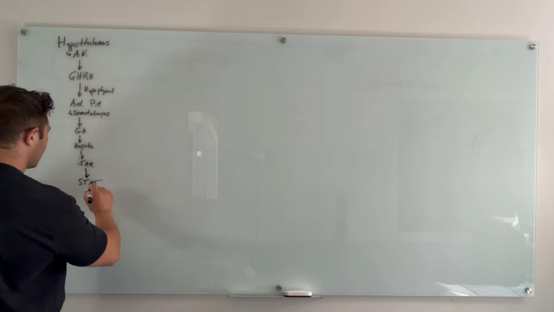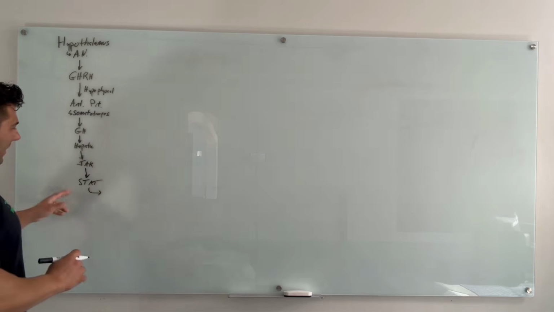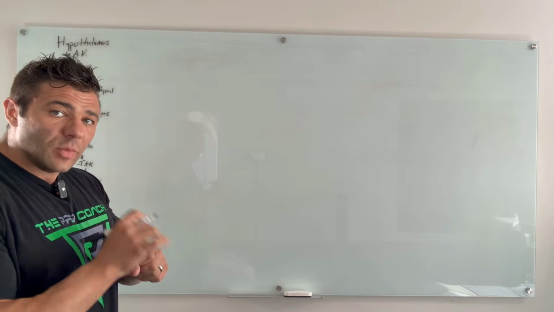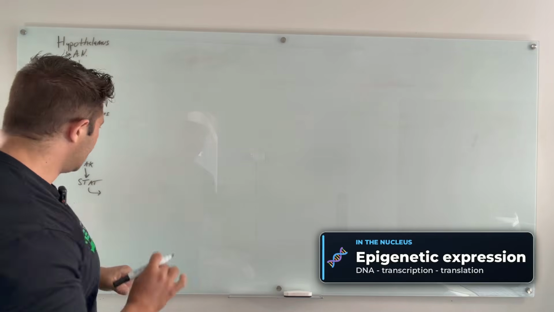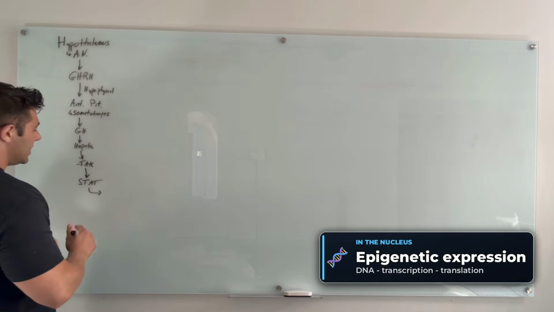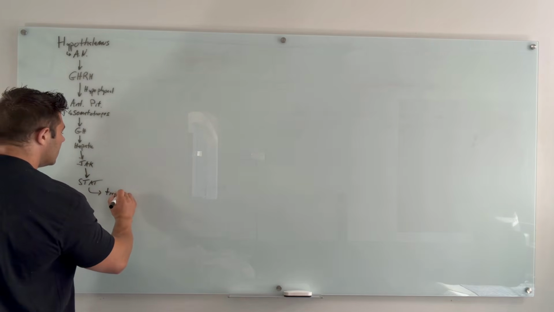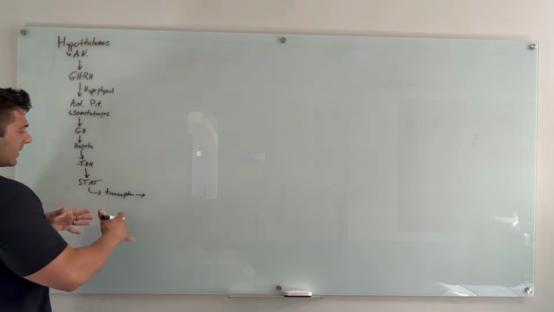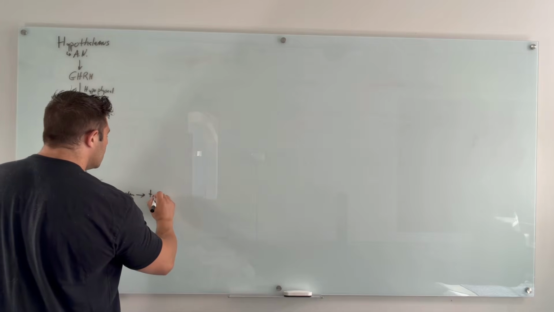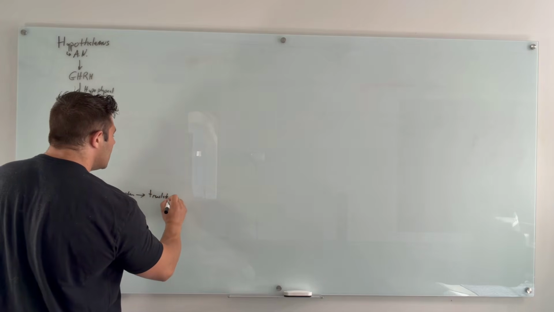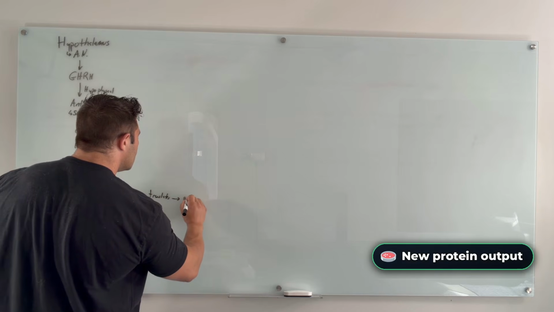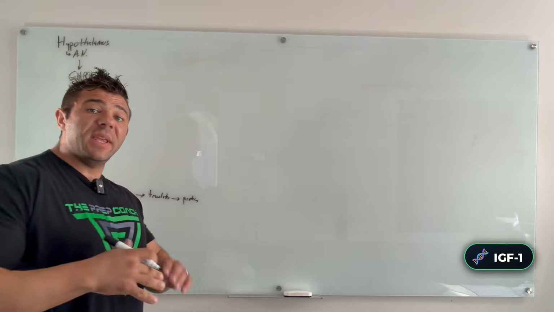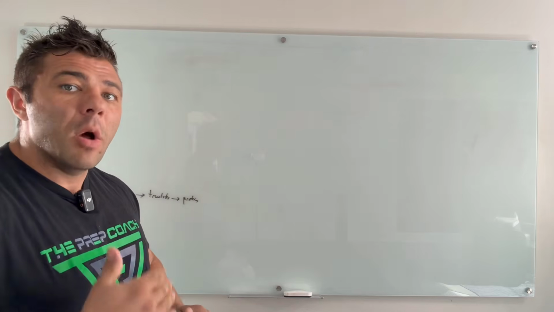I'll put it over here, just so we don't run out of room down here. But then STAT starts going through the whole process, actually interacting in the actual genes. So looking at epigenetic expression, what we're seeing here is DNA changes. So we have the process of transcription, which after things are transcribed, then things have to be actually translated. And then we eventually spit out a new protein. So this protein could be IGF-1, could be multiple things.